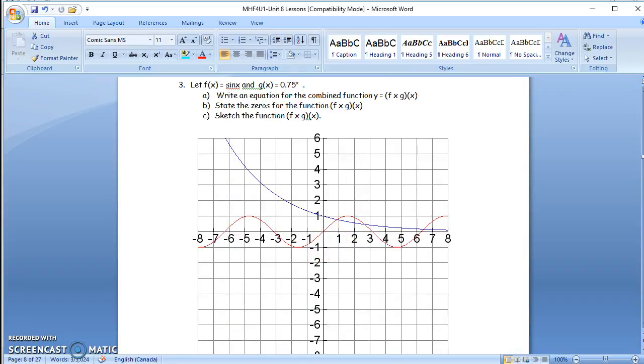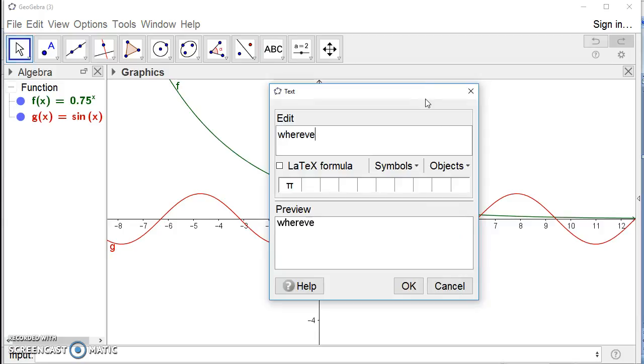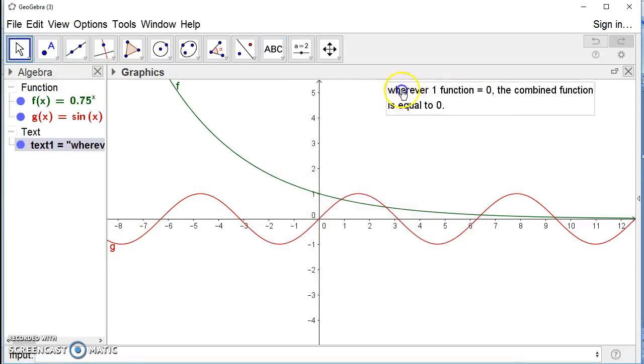This next one is kind of interesting. It's sine x and an exponential. What do they look like when they're multiplied together? And this one, there's some good thinking that we need to do in order to figure it out. So let's say, here, in green I have 0.75 to the power of x, and in red I have sine x. Now, the first thing I know is that wherever one function equals 0, the combined function is equal to 0. This is very important because it's going to help me figure out where to start.